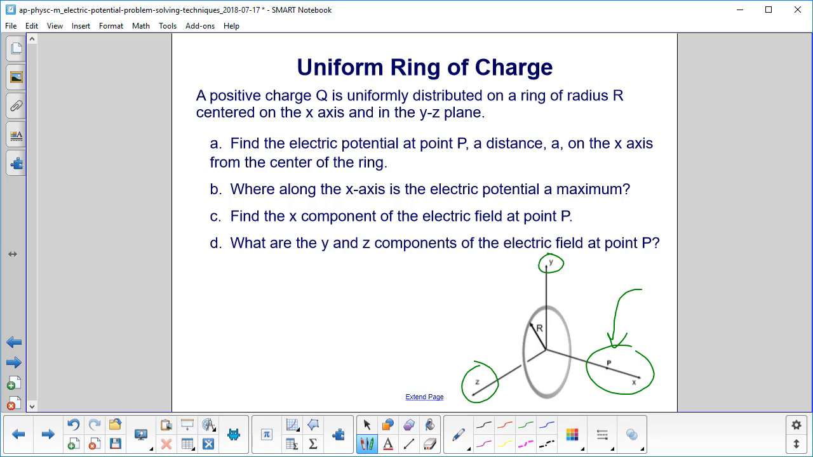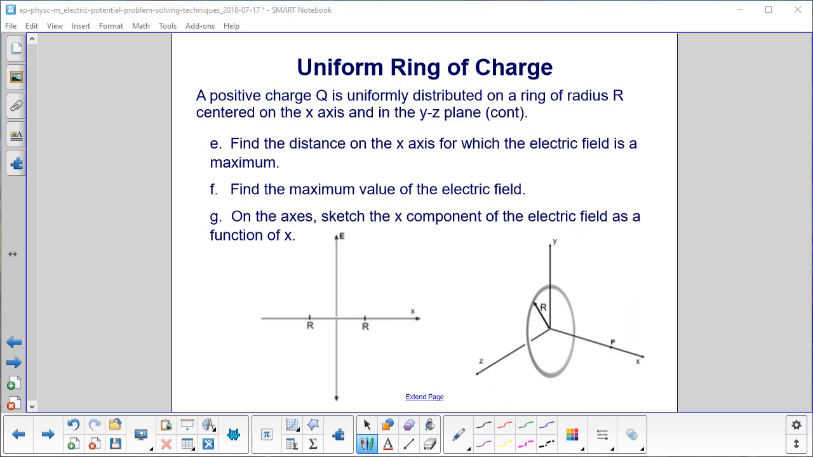Right there. Where along the x-axis is the electric potential maximum? Find the x component of the electric field at point P, and what are the y and z components of the electric field at point P? Then, find the distance on the x-axis for where the electric field is a maximum, find the maximum value of the electric field, and on the axes here, sketch the x component of the electric field as a function of x.